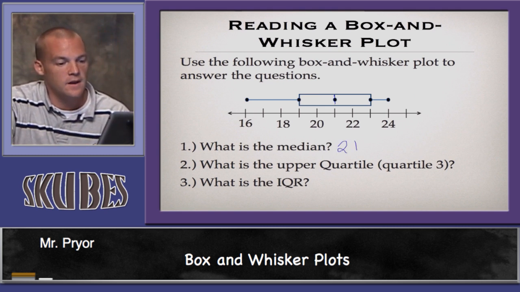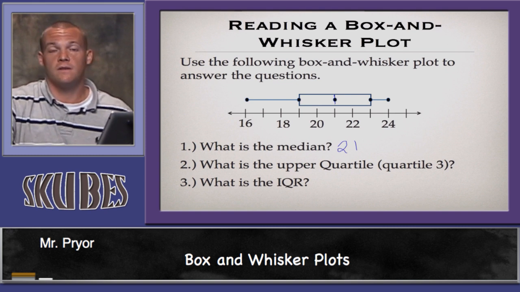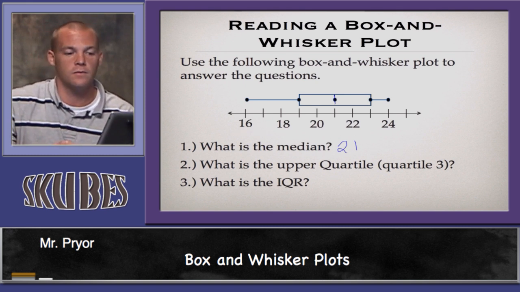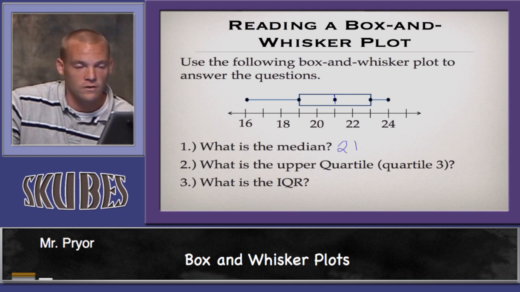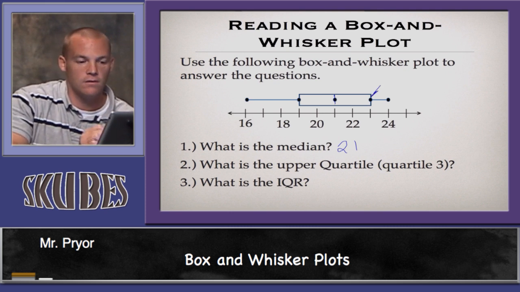All right. What is the upper quartile, or quartile 3? Again, the upper quartile is marked at the right end of the box. Okay, you have a left end of the box and a right end of the box. So when you're looking at your box and whisker plot, it's the far end. It should be a larger number, larger than the lower quartile, of course. So in this case, you can see it's right here at 23.